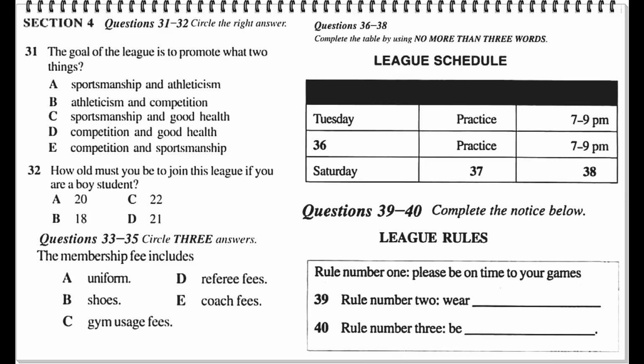Our final date of registration is October 11th. If you have any friends or family that are still interested, don't forget to remind them to register by this date. After October 1, there is a late registration fee of $20 on top of the $200 membership fee. The membership fee includes a team uniform, gym usage fees, and referee fees.